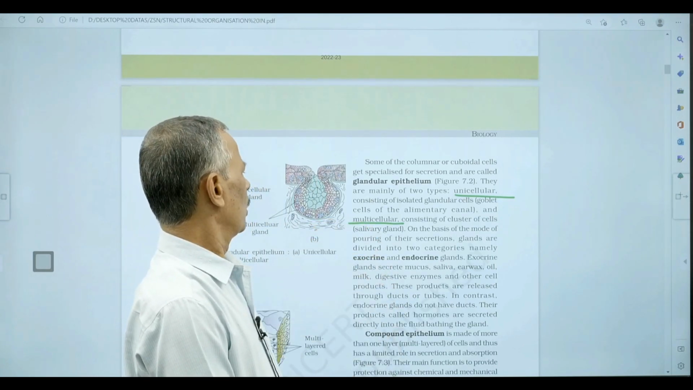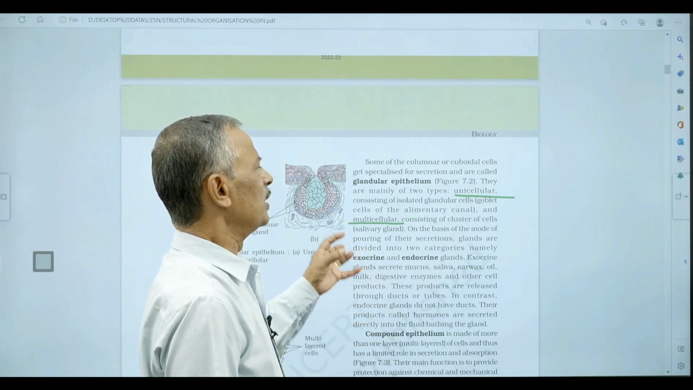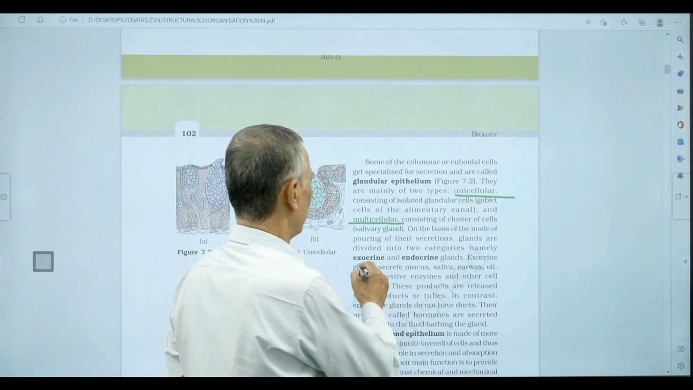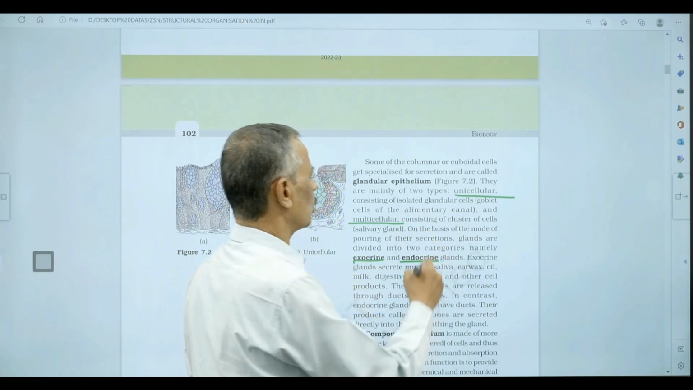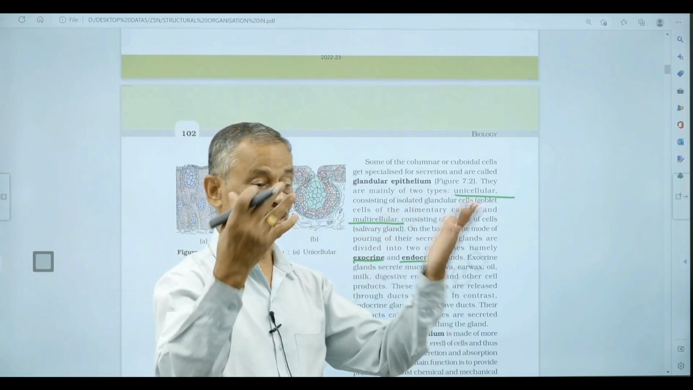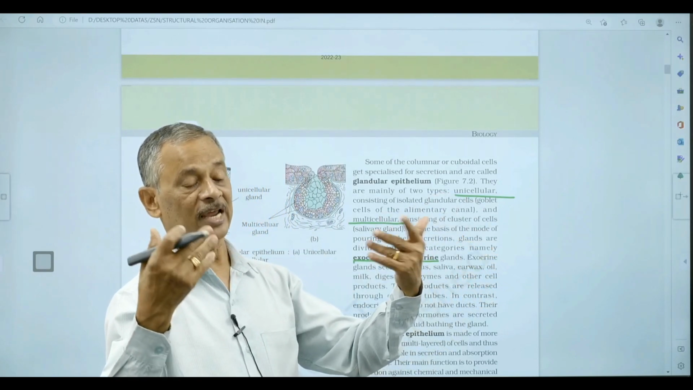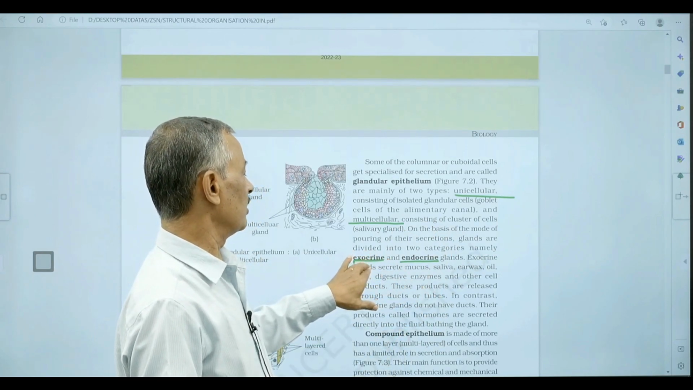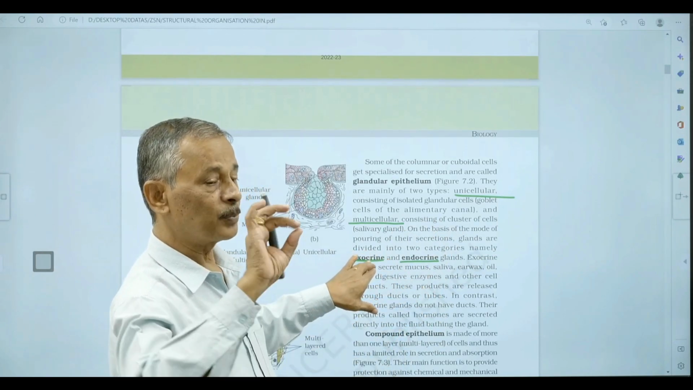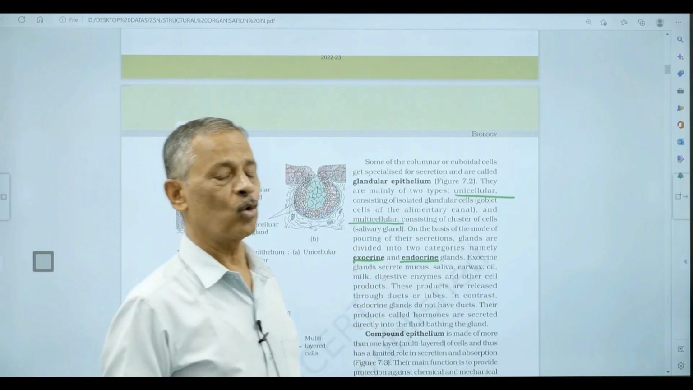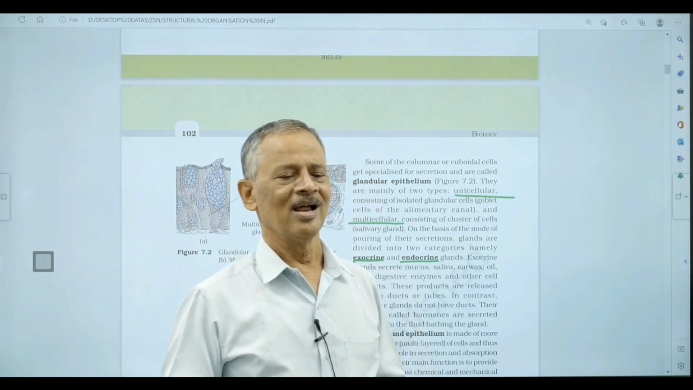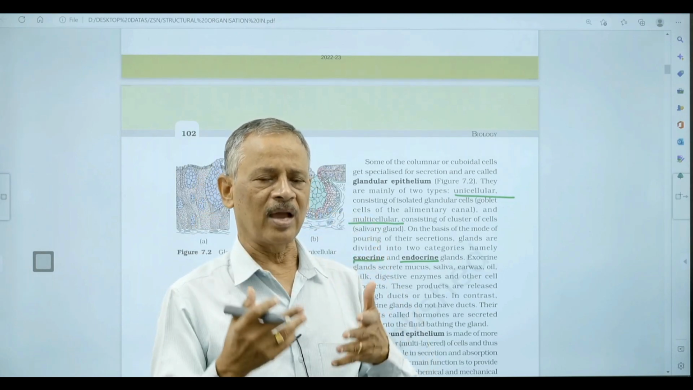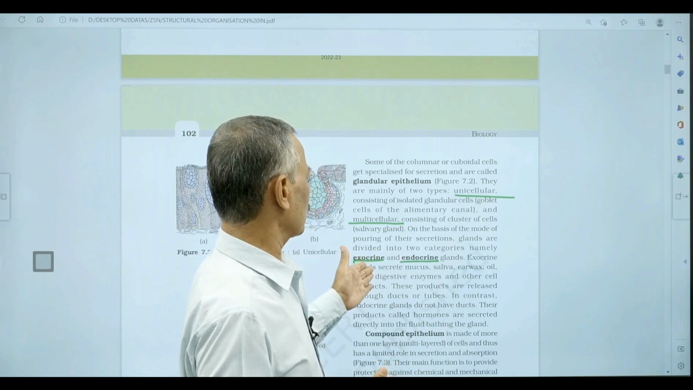Okay. Now, how are these secretions coming out of the cell? Based upon that, we are classifying them into exocrine and endocrine. Exo means outer, crinos means secretion. They are secreting their secretions to the outside. They are brought to the outside through their own ducts. So they are called ducted glands. Your salivary glands, pancreas are ducted glands, exocrine.